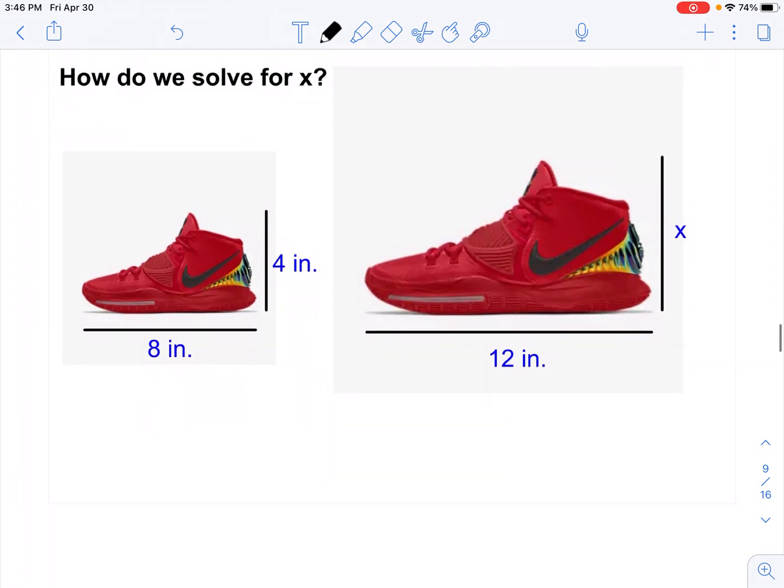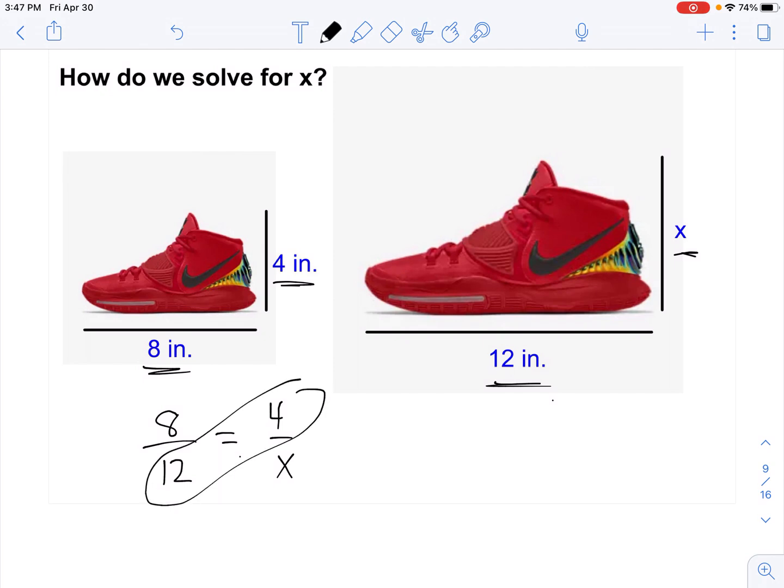For example, you can see that we have two similar Nike shoes, and I can set a proportion 8 over 12, 8 matches up with 12, is equal to 4 over x. The ratio of the length of the shoe should be equal or proportional to the ratio of the heights of the shoes. And I set this equal. If these two fractions are equal, then their cross products are equal.